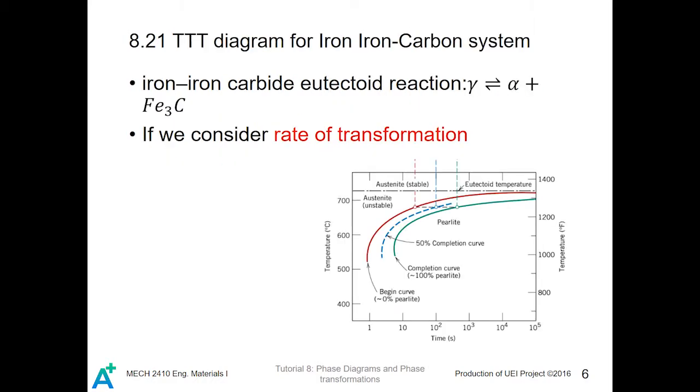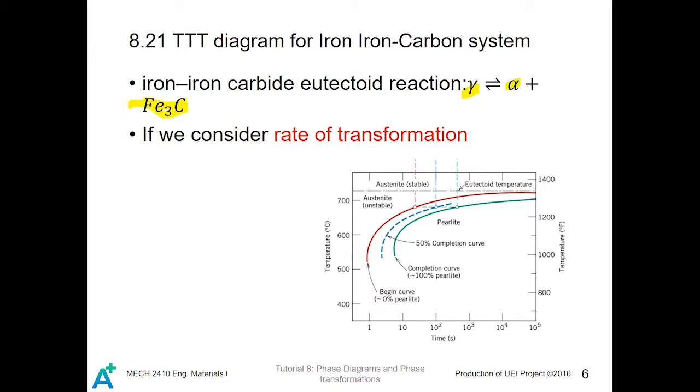TTT diagram for the iron-iron carbon system. As I mentioned, the TTT diagram will be introduced in this part, and I will use the TTT diagram for the iron-iron carbon system to illustrate my description, as the TTT diagram for this system is the most commonly used, and it is also used in textbooks. The iron-iron carbide eutectoid reaction is that austenite, denoted by the gamma phase, changes to ferrite plus cementite.